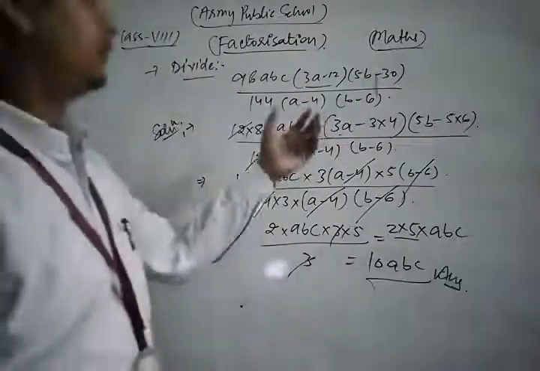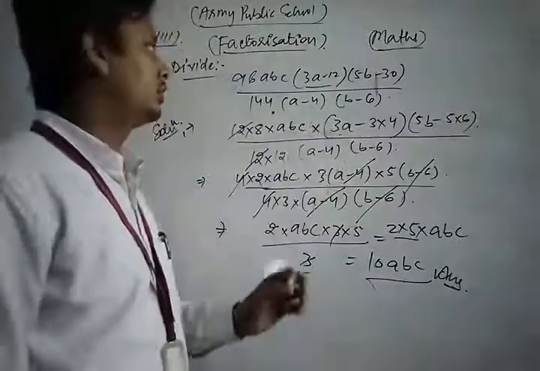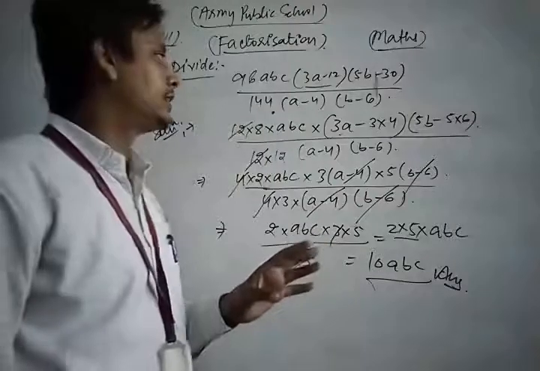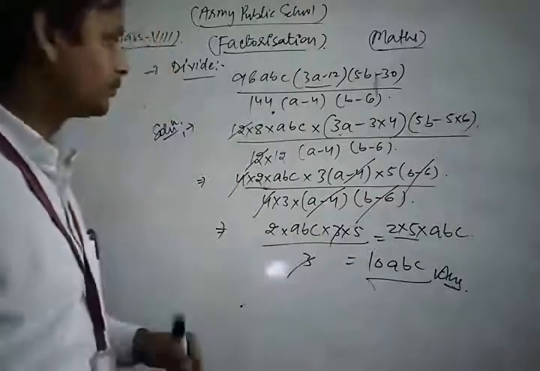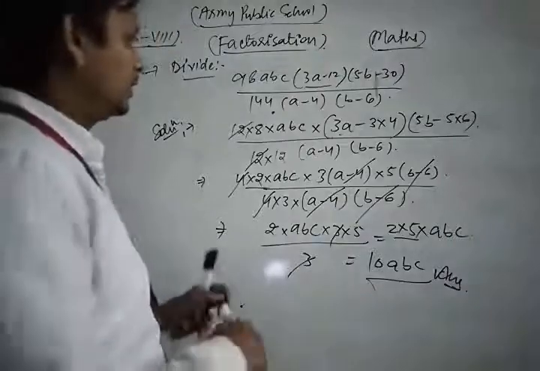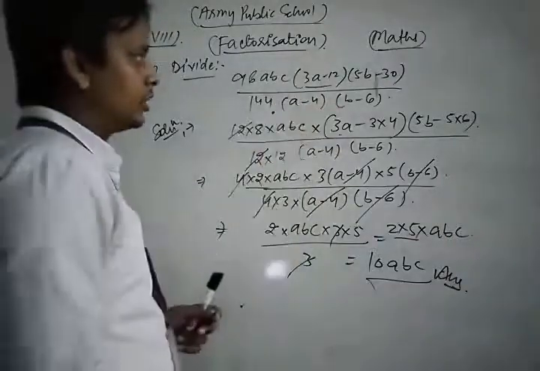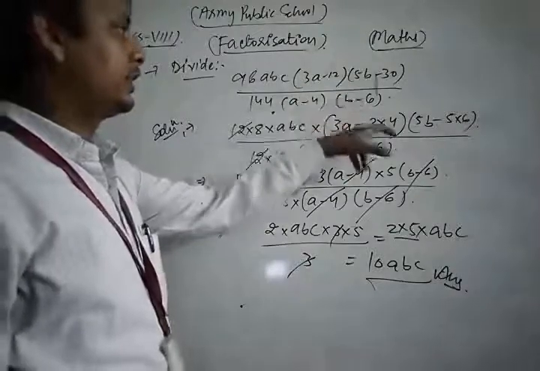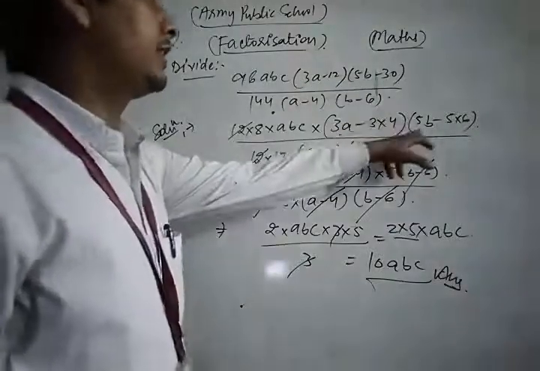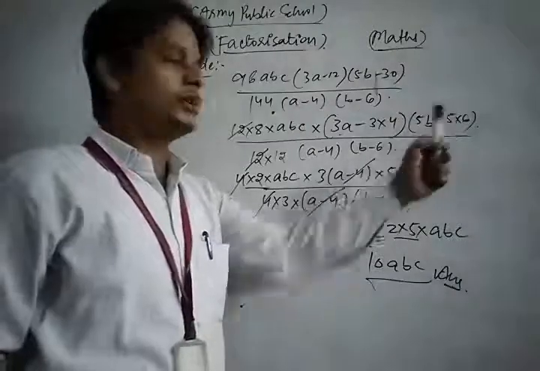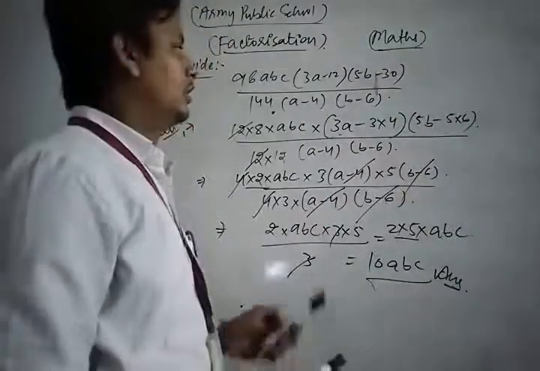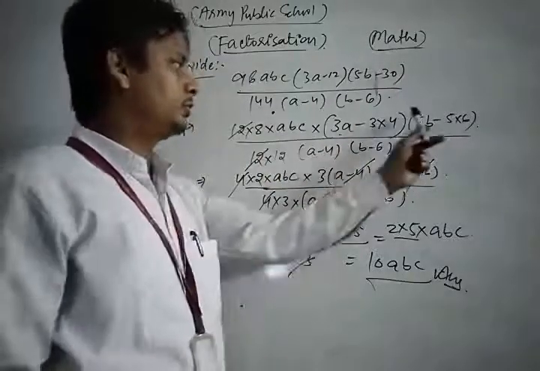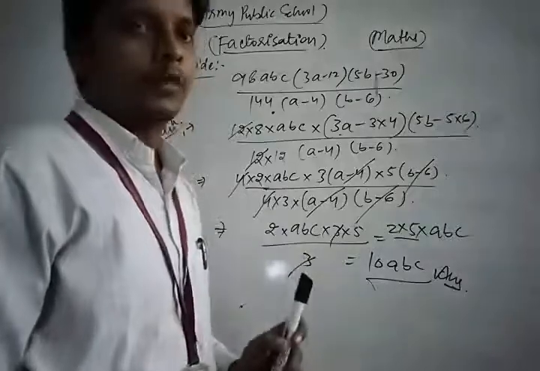Now look once more, this is the given expression. First of all we do the prime factorization of 96, that is we can write 12 into 8. Now A, B, C write as it is. Now from these two terms we write 3A minus 12 as 3 into 4, 5B as it is, and 30 we can write as 5 into 6, because 5 sixes are 30. Now from these two terms we take 3 as common, and from these two terms we take 5 as common.